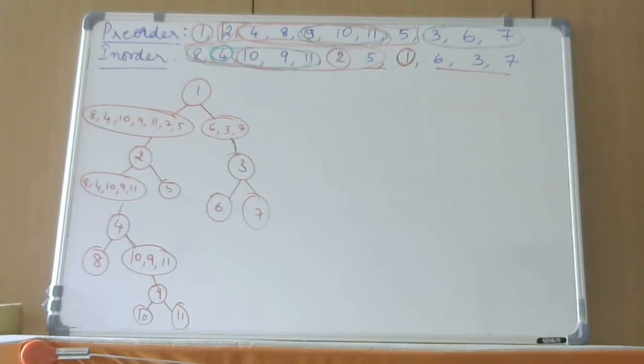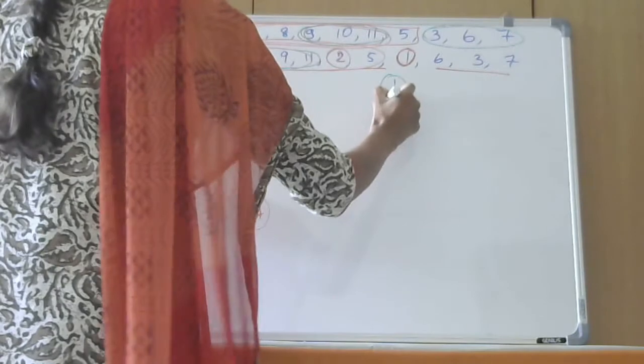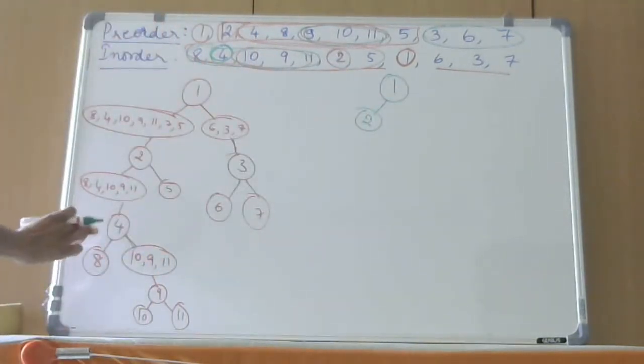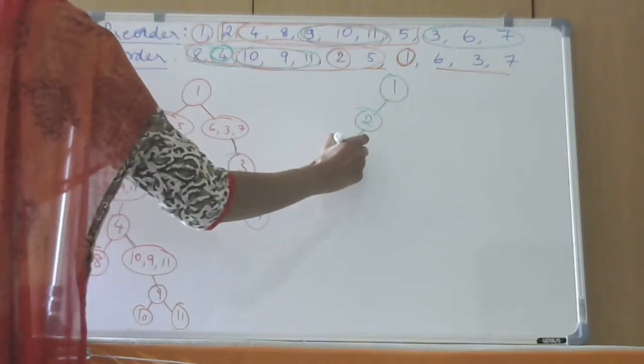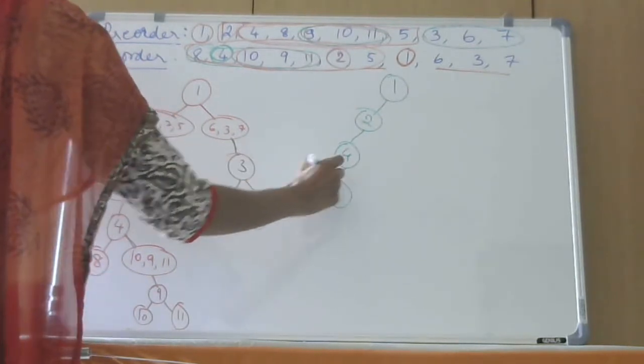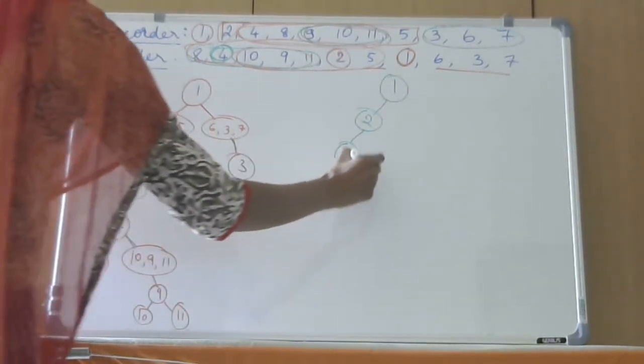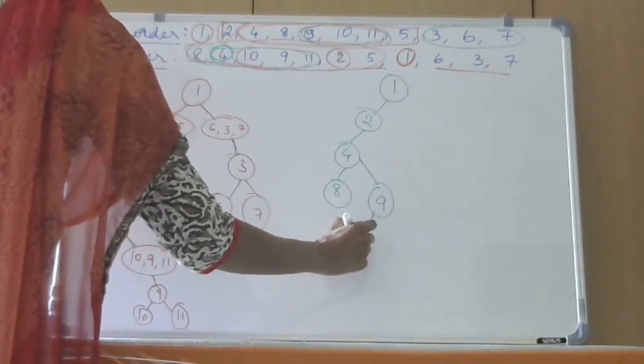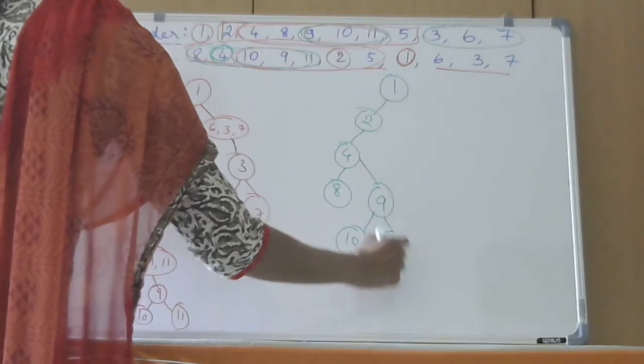If I try to rewrite this tree again now, how can I write it? So 1 is the root, then I will write 2, then 4, then 8. Again, right child of 4 is 9. Again you have 10 and then you have 11.